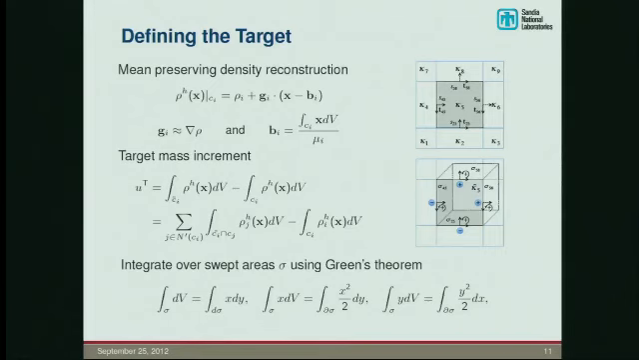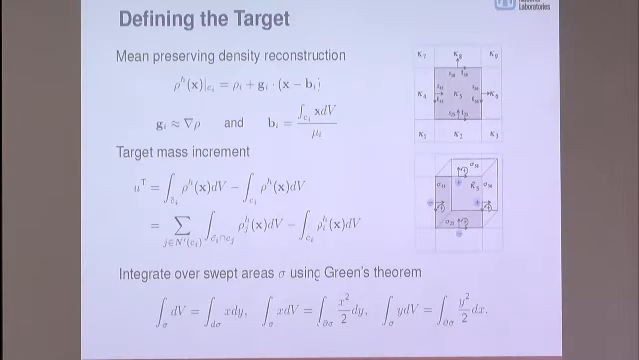So now, stepping away from the optimization problem, I'm going to look a little bit more at how we do the remapping, some of the details. So in terms of defining the target, we're using a mean preserving density reconstruction right here. So rho_i is the cell average density. This G is an approximation to the gradient, and B are the cell barycenters. The target mass increment is found from the difference of these integrals, but we actually do sum up the fluxes to get this mass increment for each cell.